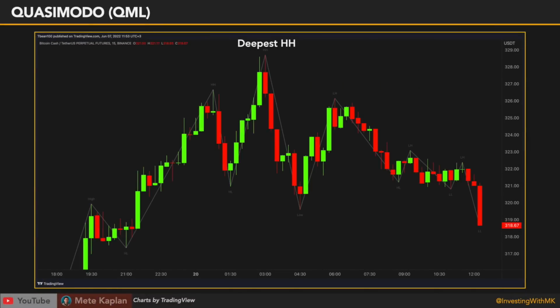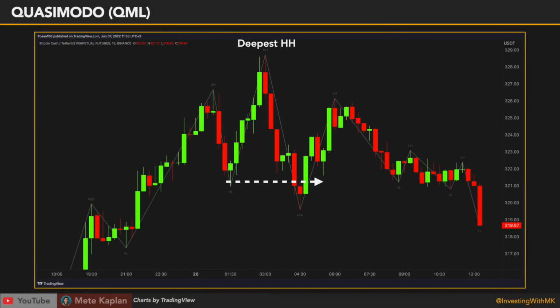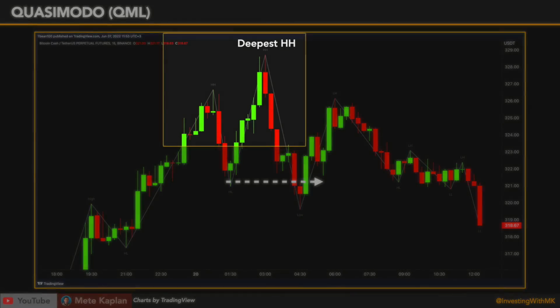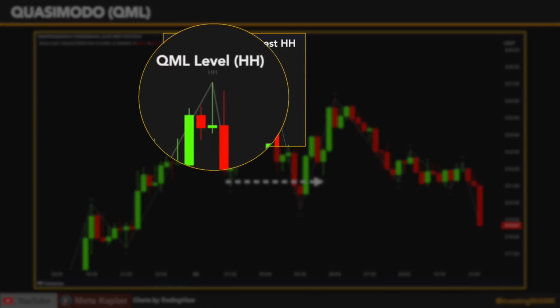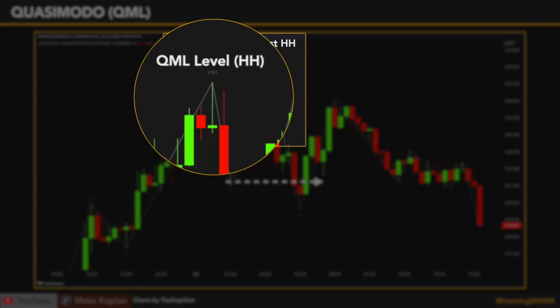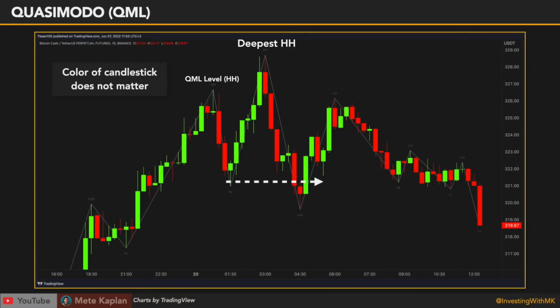Okay, let's see an example. In this case, as you can see, market structure break happens. It's not the most amazingly powerful market structure break, but at least it has powerful dropping candlesticks. Now can you tell me which is the last higher high before the deepest higher high? As you can see, this one. And this green candlestick creates this higher high. As I said before, the color of the candlestick does not matter.